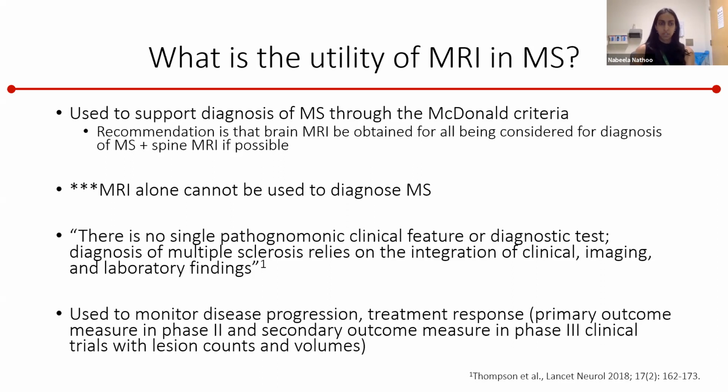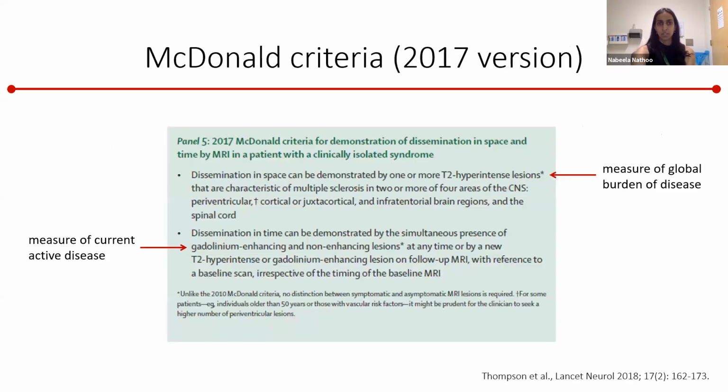And as has been mentioned already, we use MRI in the diseased CNS, and so in MS to monitor disease progression and treatment response. It's a primary outcome measure in phase 2 clinical trials, so very important, and then a secondary outcome measure in phase 3 clinical trials, primarily at this point using lesion counts and volumes, although there's a push to try to include more advanced MRI with more specific measures for clinical trials.